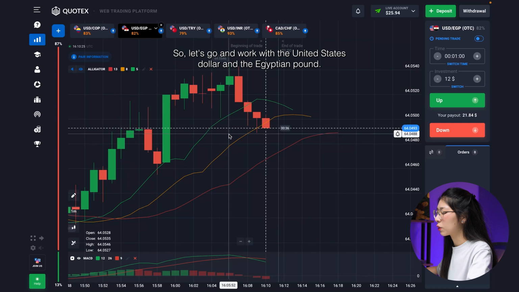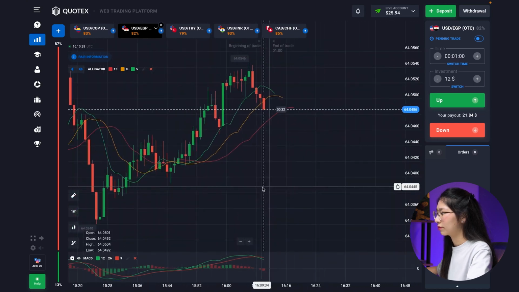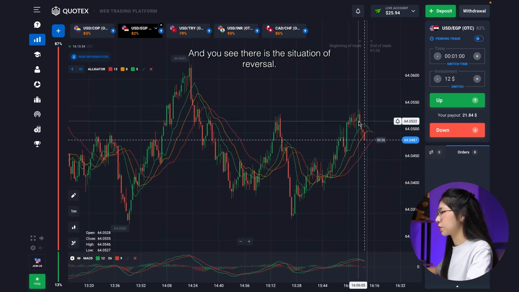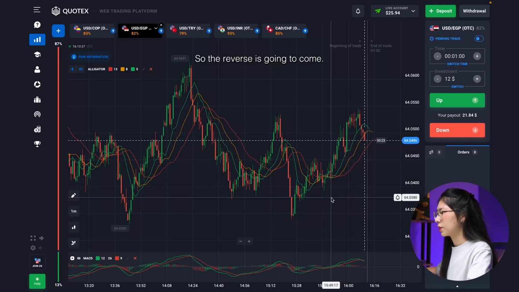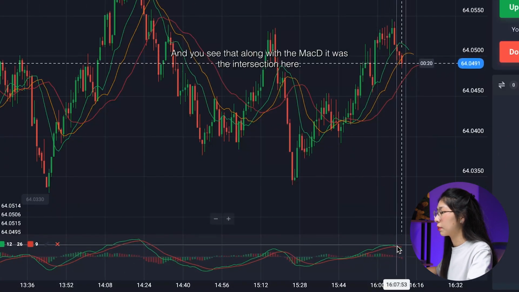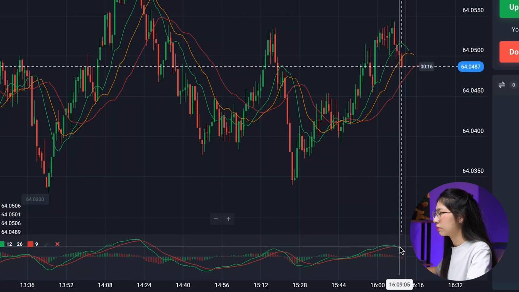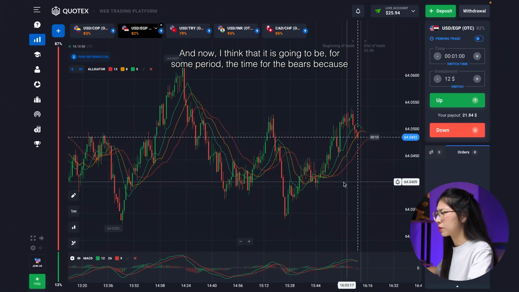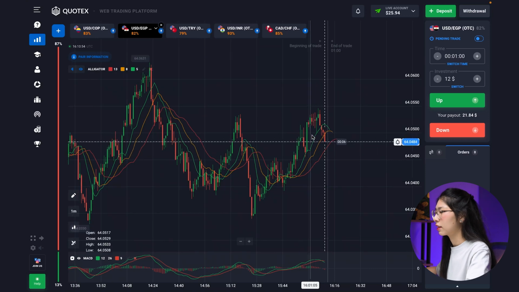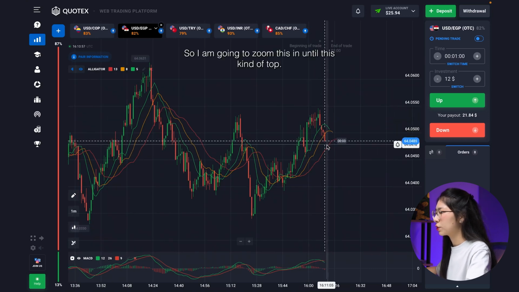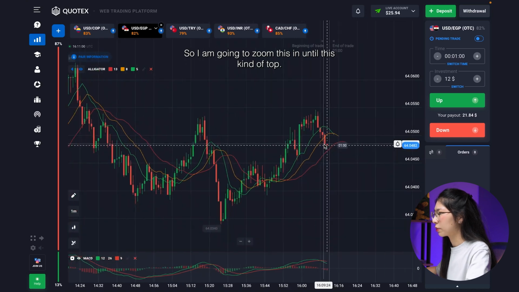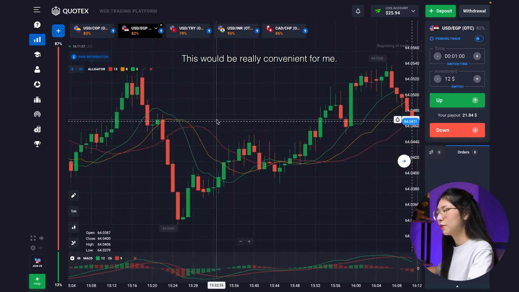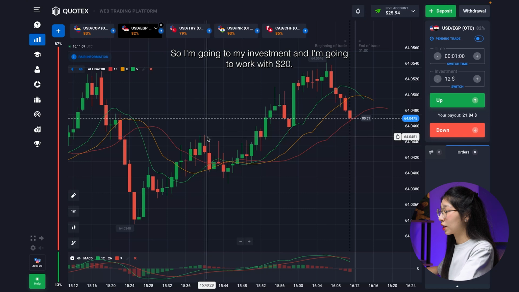So let's go and work with the United States dollar and the Egyptian pound. And you see that there is a situation of reversal. Yeah, so the reversal is going to come, and you see that along with the MACD there was an intersection here. The lines are being crossed, and now I think that for some period it's going to be the time for the bears, because I see the situation here is going to be alike. Okay, I'm going to zoom this in until this top. I'll have this view, which will be really convenient for me. I'm going to my investment and I'm going to work with $20.